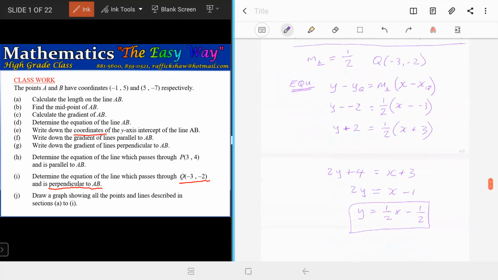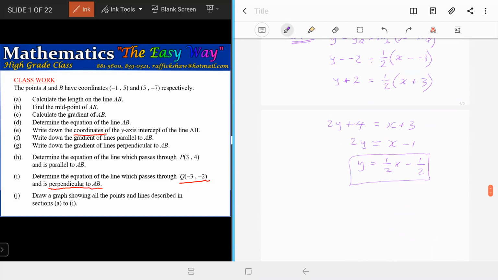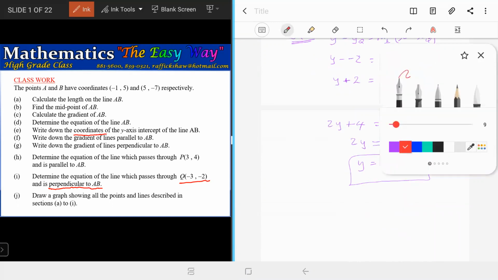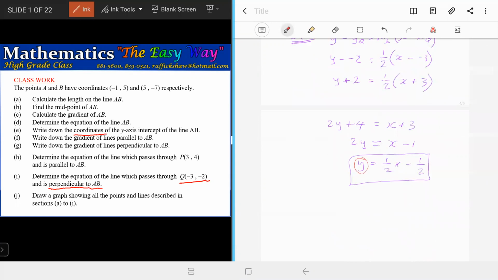Right? 2P. Down here now is my perpendicular line. Now, what can we notice? It is in the form y equals mx plus c, so y is the subject there. For this one, the m is a half because it's perpendicular, and the c is actually negative half. So this one will cut the y axis at 0, negative half, because of c.